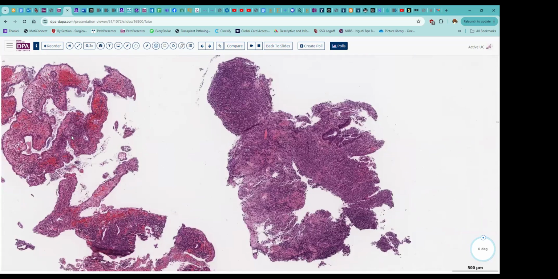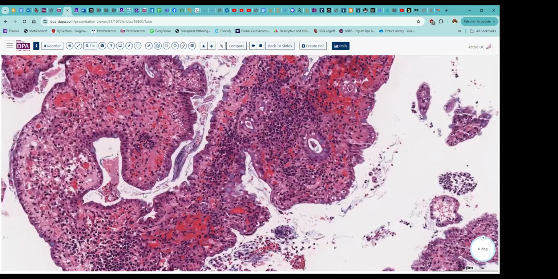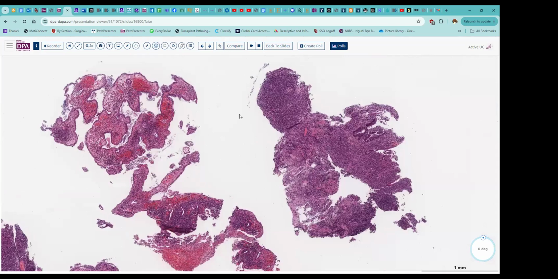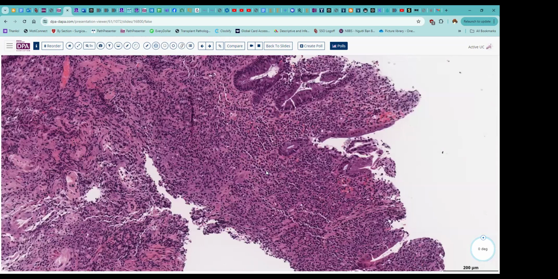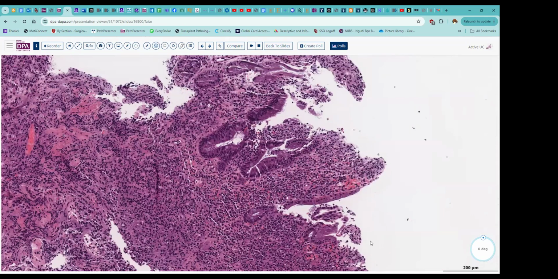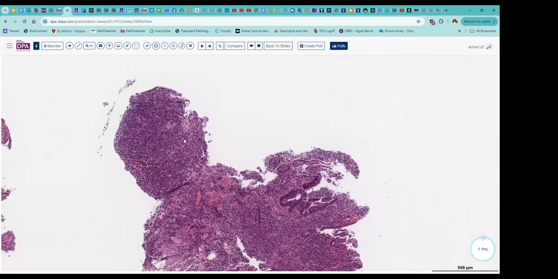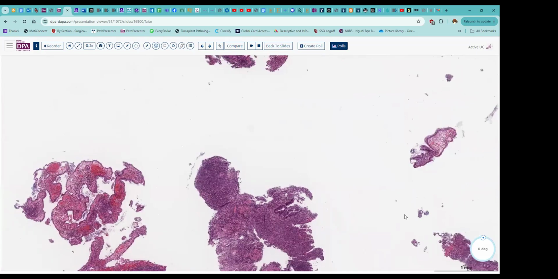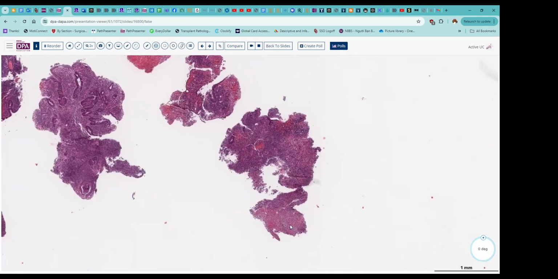So next we look to see, kind of how bad is it? How are we going to communicate that degree of severity? Well, we don't see crypt abscesses. That's one marker. We see mostly chronic inflammation rather than very much acute inflammation. We see architectural distortion, and we see probably some degree of ulceration and granulation type tissue in a few of the fragments. So those are all factors that are used in various grading systems.